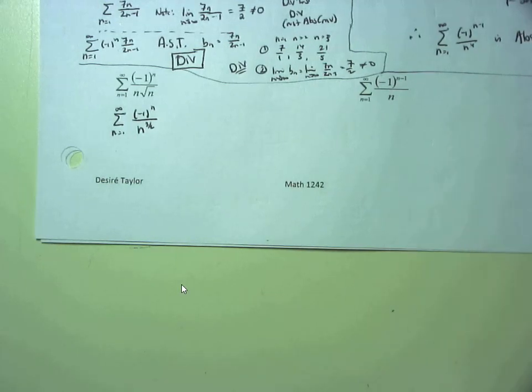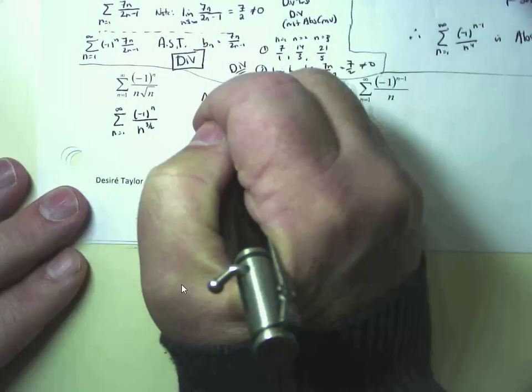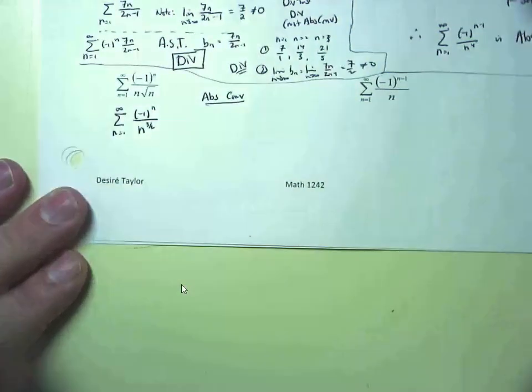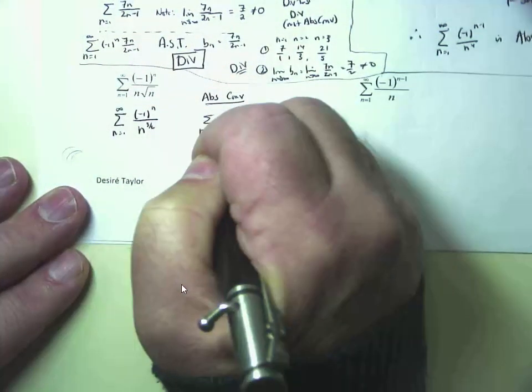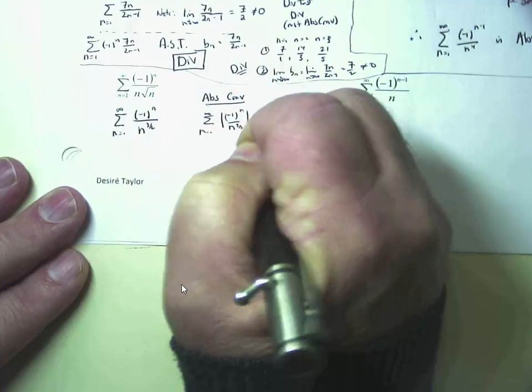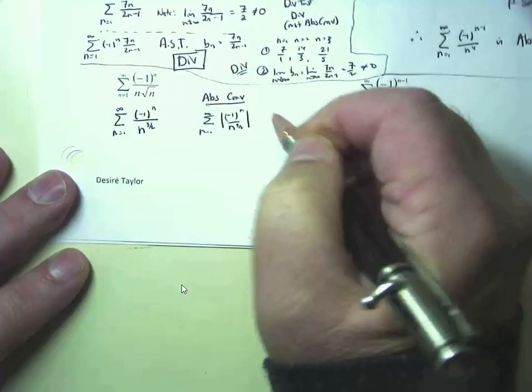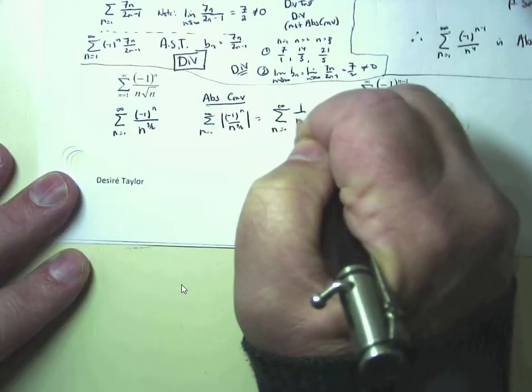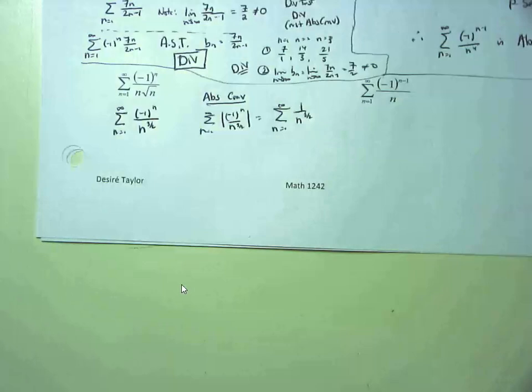Okay. The sum as n goes from 1 to infinity of negative 1 to the n divided by n to the 3 halves. N times the square root of n is n to the 3 halves. Well, again, I'm going to check for absolute convergence first. And for absolute convergence, we take the absolute value of this. And we know that the negative 1 to the n goes away. So this is the sum as n goes from 1 to infinity of 1 over n to the 3 halves.